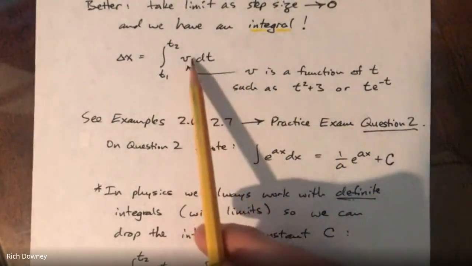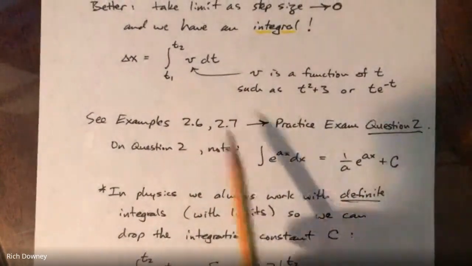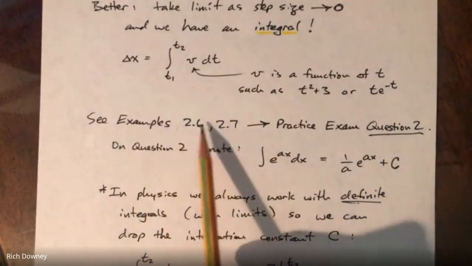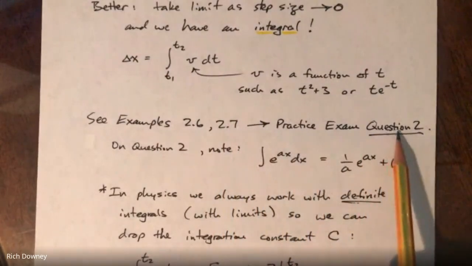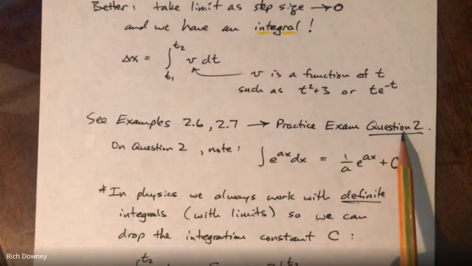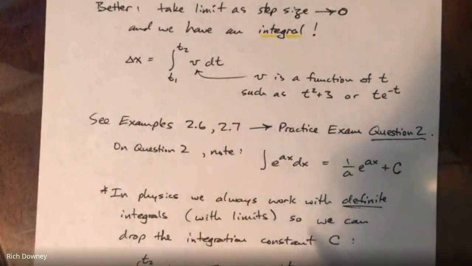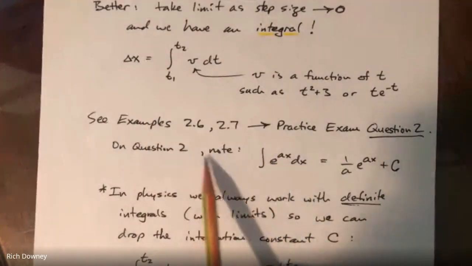So that's how we would actually integrate it using our calculus techniques that we learned in Calculus 1 or Calc 2. There's some good examples in the book. Again, example 2.6 and 2.7. These are really good, and they both kind of lead into question 2 on the practice exam. And so that's all I'm really going to say about this, except for some kind of tips on question 2.